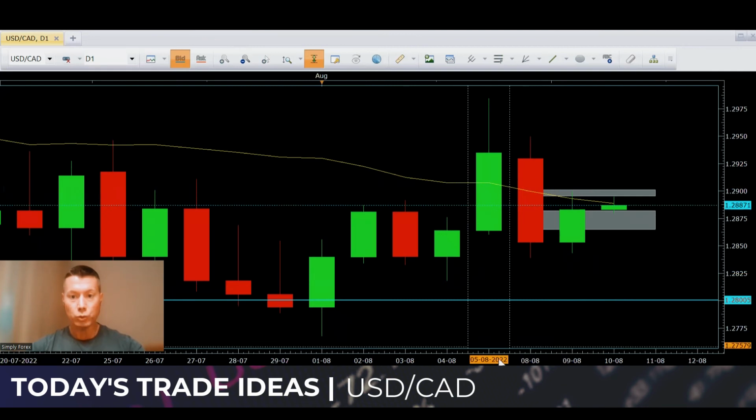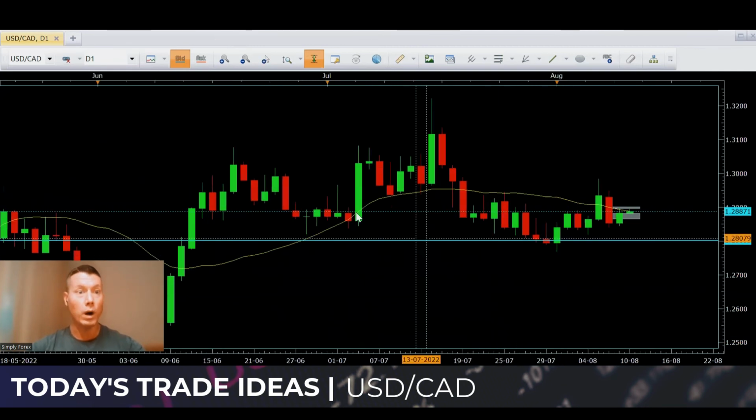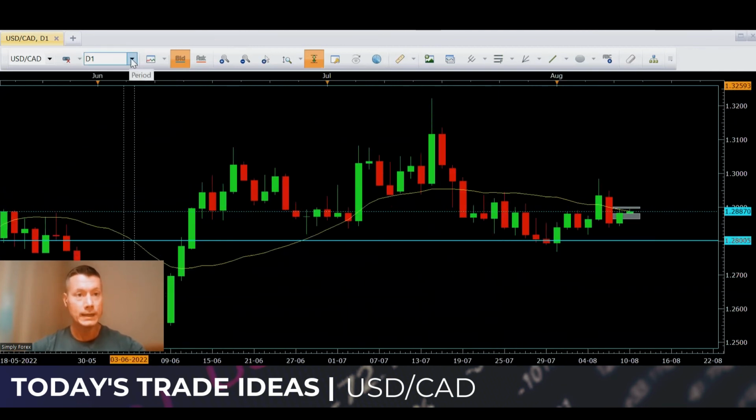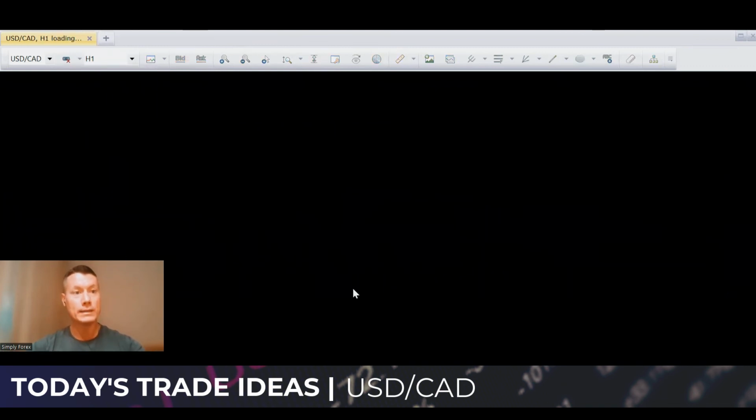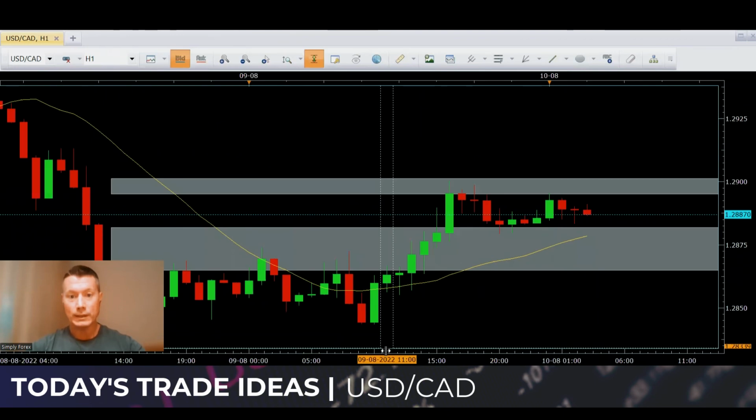But let's look at H1. So the day chart is always our why. Why are we getting into the trade, long or short? And the H1 is our criteria. So we need our criteria to be met on the H1 for us to enter this trade.